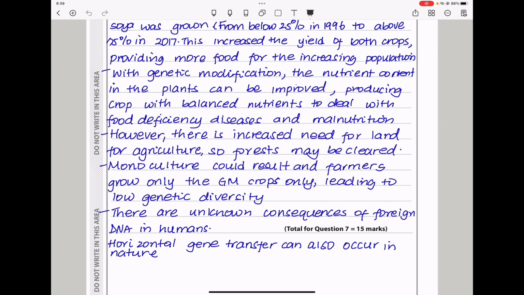So some people are worried about that. There is also horizontal gene transfer that could occur in nature. So this brings us to the end of question 7. Let's continue to question 8.